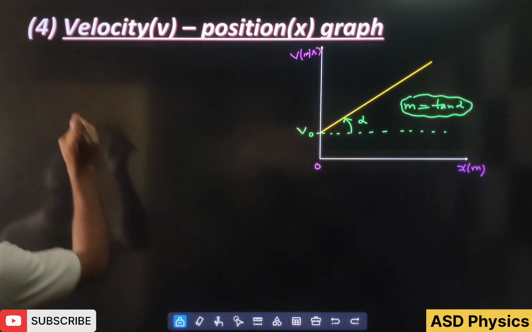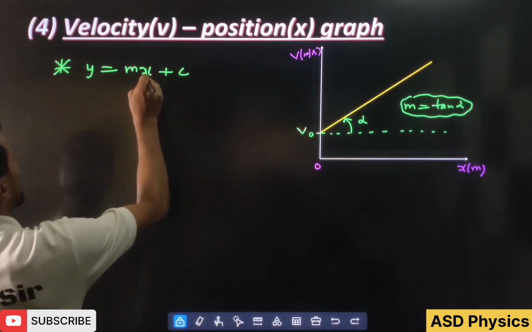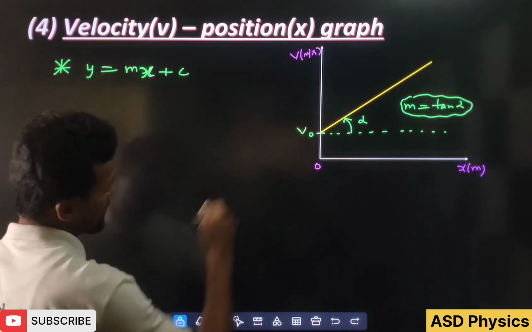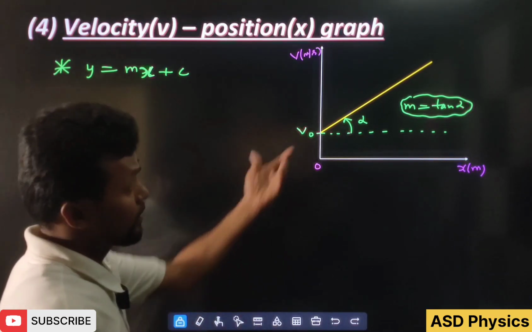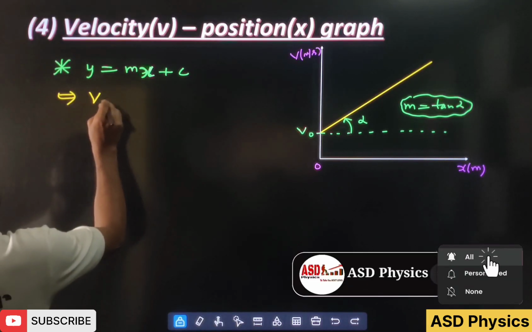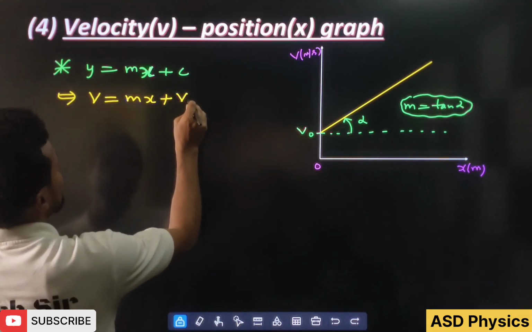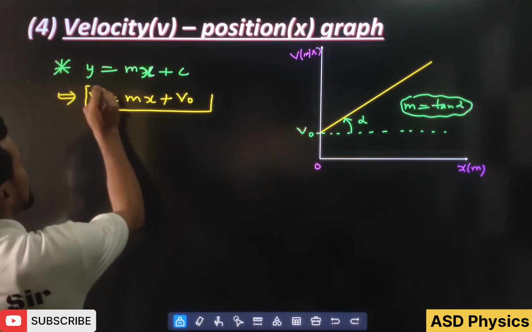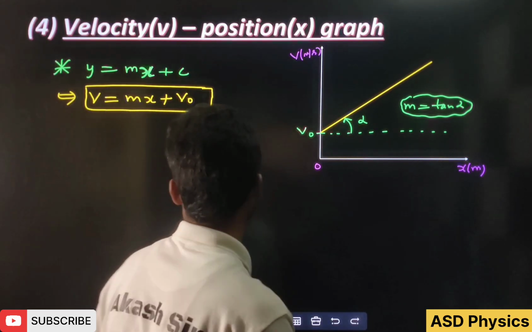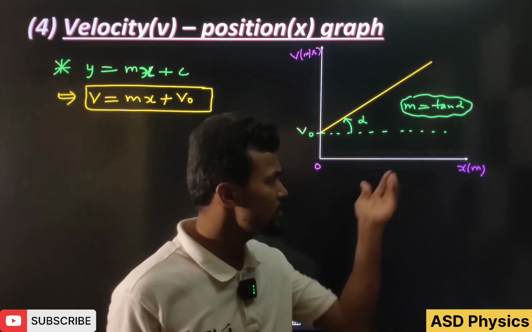So remember, first thing, from the graph, y equal to mx plus c. Y equal to what? Mx plus c. You can use any way to write the equation of a straight line, but I am using this method. So we can write the equation v equal to mx plus v naught. This is the equation of the line in the v versus x graph. This is just y equal to mx plus c, one way to write the equation of a straight line.